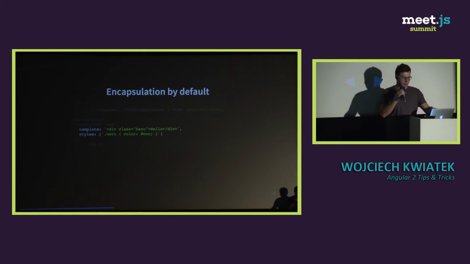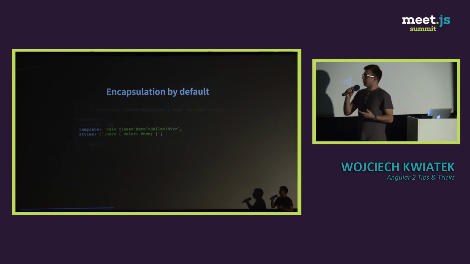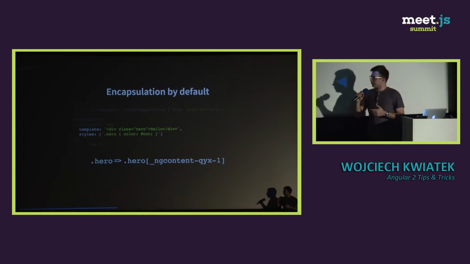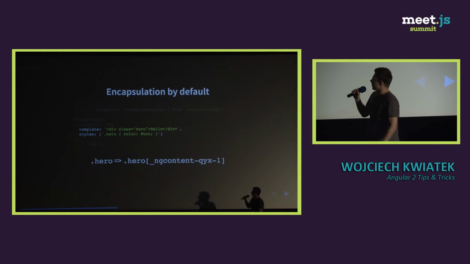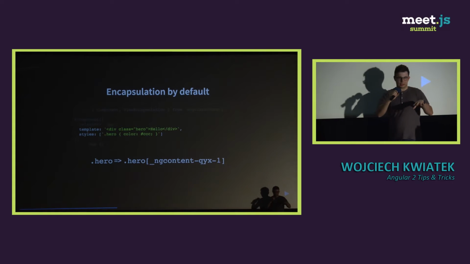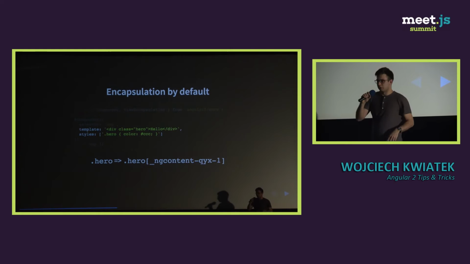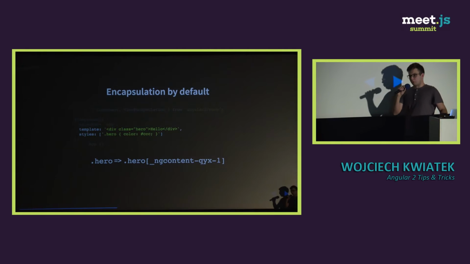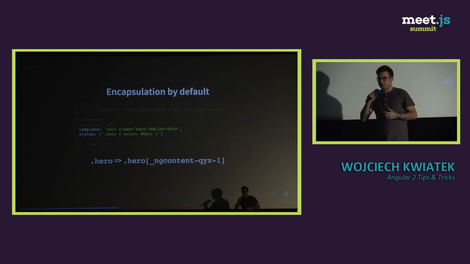So let's say we have a template which has a div with class of hero, and we have some color applied to it. Now, what Angular does by default is something like this. It produces an attribute to the particular element that we're creating for the component, and then rewrites the hero class, in this case, to something like that. And it works like we don't have it applied to any other element which even has the same name, so hero. This is cool because it works for every browser.